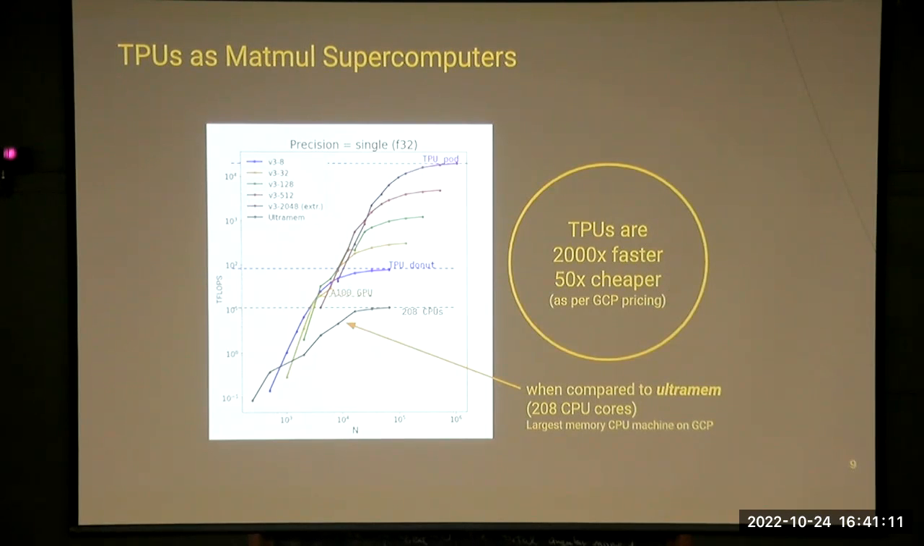This machine was able to multiply these large matrices 2,000 times faster than the CPUs. 2,000 times faster, that's 3 orders of magnitude. That's not something you can ignore.